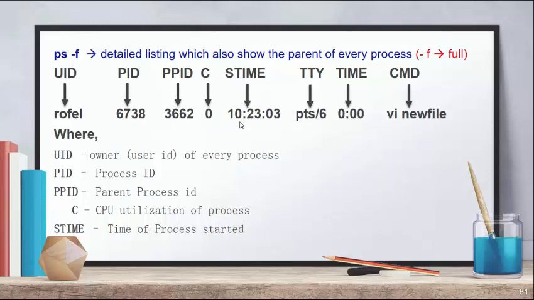One is the UID, user ID, process ID, parent process ID, CPU utilization of the process, then process starting time, then terminal name, then time, that means total time taken by the process, and the CMD, that is the command name or the process name. So this is the first option, ps minus f.